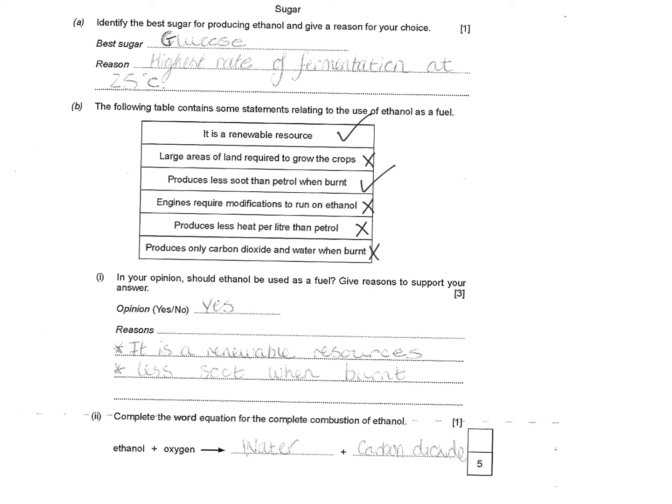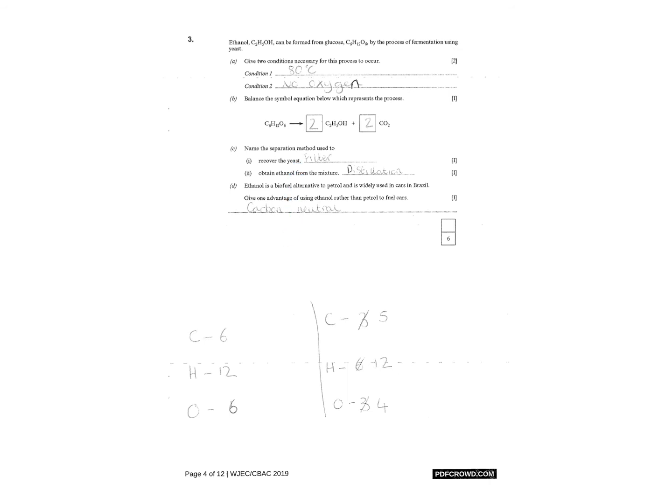Complete the word equation for the complete combustion. Thinking about combustion, that's in 5.5 as well. Complete combustion will give you water plus carbon dioxide. They gave you the oxygen and the ethanol. So that's linking combustion, which we did with the whole year group. Then it goes on to say that ethanol can be formed from glucose by a process of fermentation using yeast. Give 2 conditions: 30 degrees and no oxygen, or the absence of oxygen.